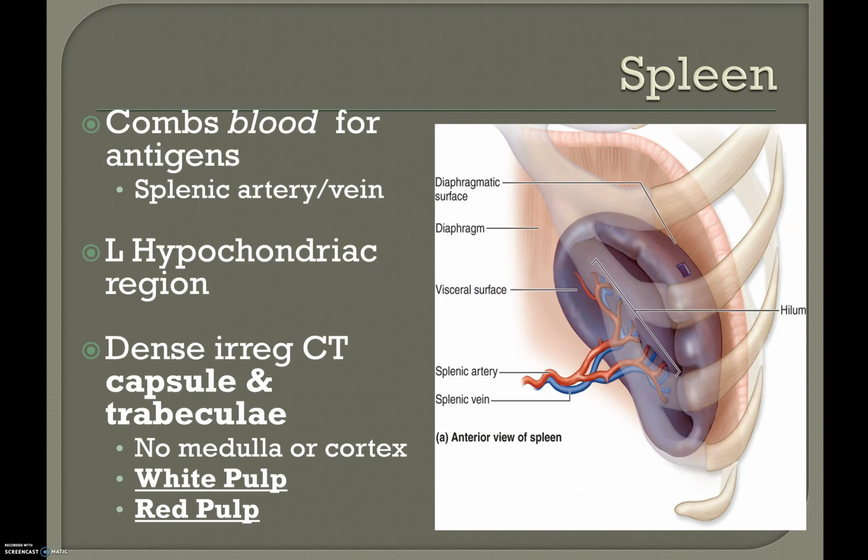Spleen. Okay. Spleen is another lymphatic organ which is supplied by the splenic artery and splenic vein. You can see the splenic artery and the splenic vein in this diagram. You have to remember that spleen is located in the left hypochondriac region, and since it's a lymphatic organ, this is also covered by a dense irregular connective tissue capsule. Now, the first thing I want you to understand is that spleen doesn't scan the lymph. Spleen scans the blood for antigen. Okay?